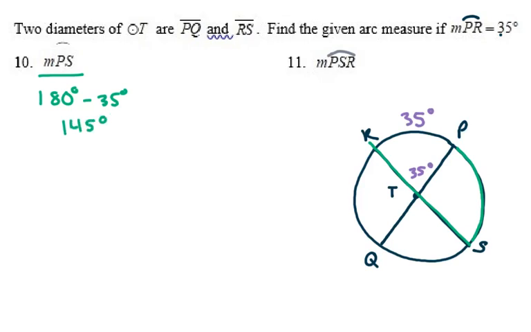The second question wants me to find the measure of arc PSR. Now, order matters here, so follow those letters right around the circle. This is a major arc, so the way that I deal with major arcs is I take 360 degrees and subtract my minor arc, which in this case is 35 degrees. So I say 360 minus 35 gives me 325 degrees for the measure of arc PSR.